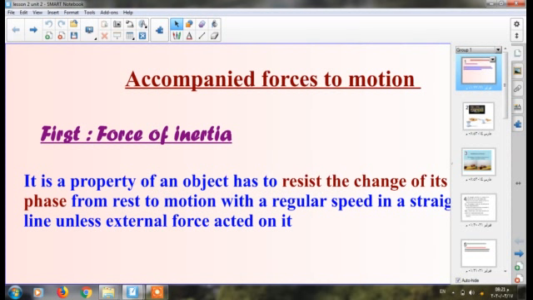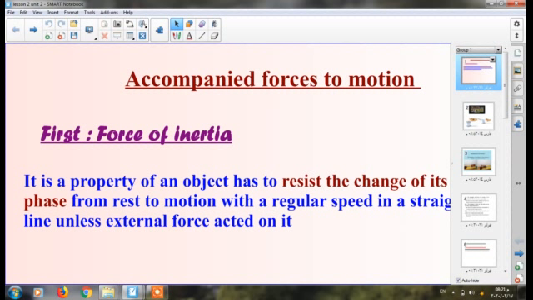Another example: if we are on this bus, and this bus is at rest and doesn't move, but the driver starts to move the bus, what happens? We will rush backward. Why? Because the body wants to stay at the rest position and not move. So the body has its resistance to change its state. This is the meaning of inertia.